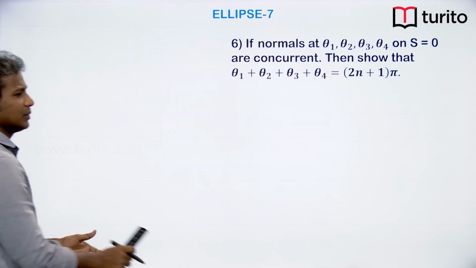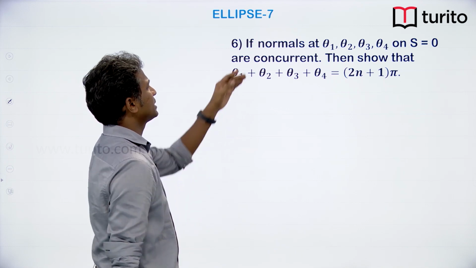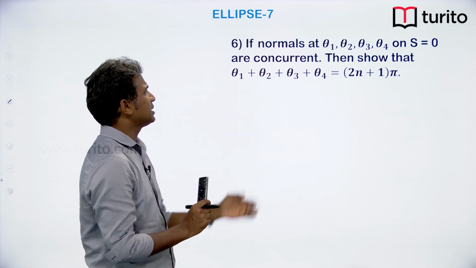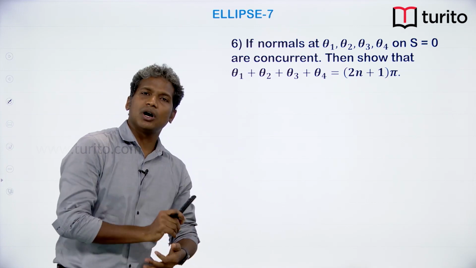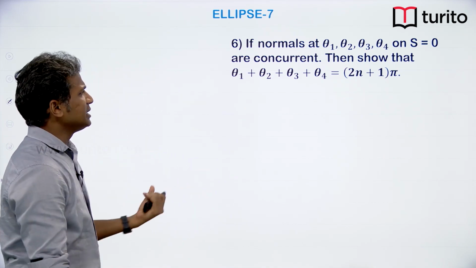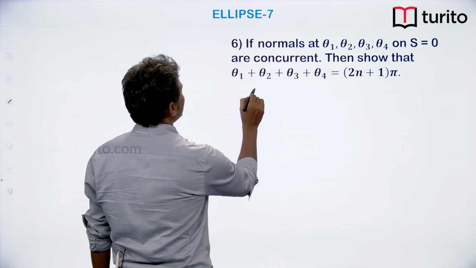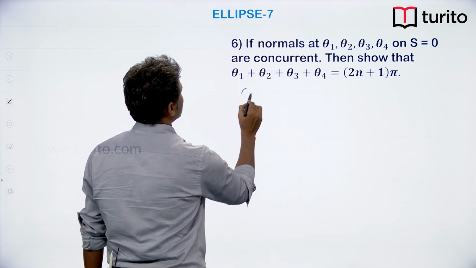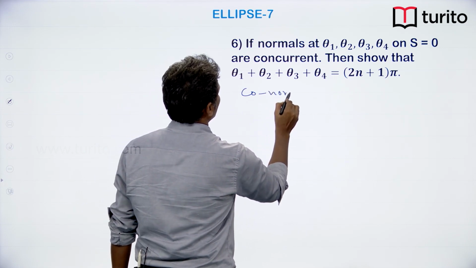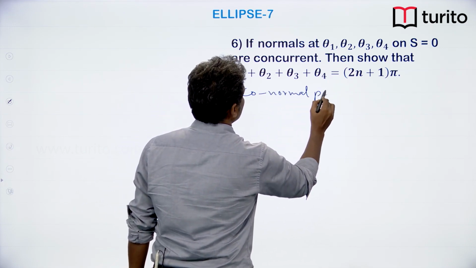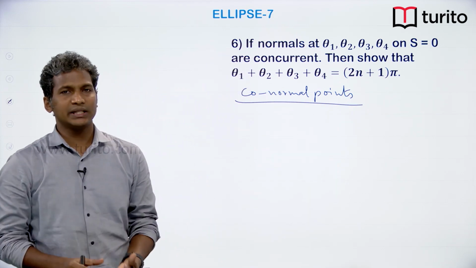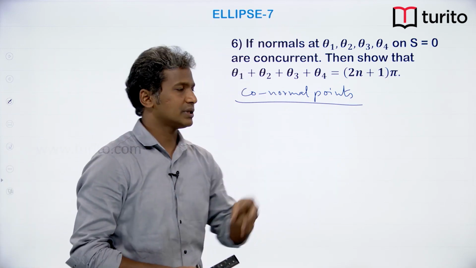Okay. So, next problem. If normals at these 4 points are concurrent, then show this relation. So, how do we do this? In general, if I take any point, for that you need to understand this idea of conormal points. Conormal points is definitely not in the syllabus of mains, it is only for advanced.